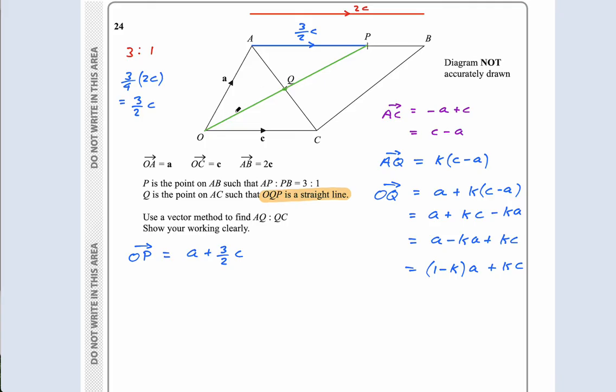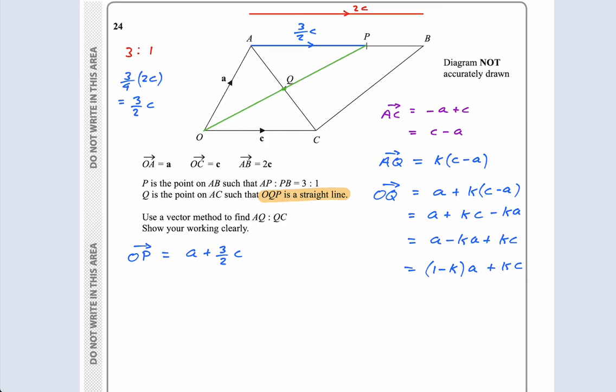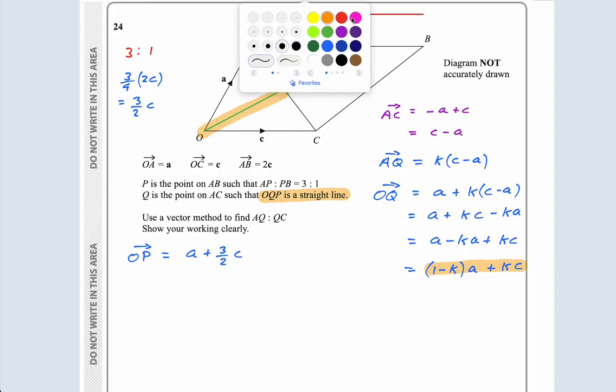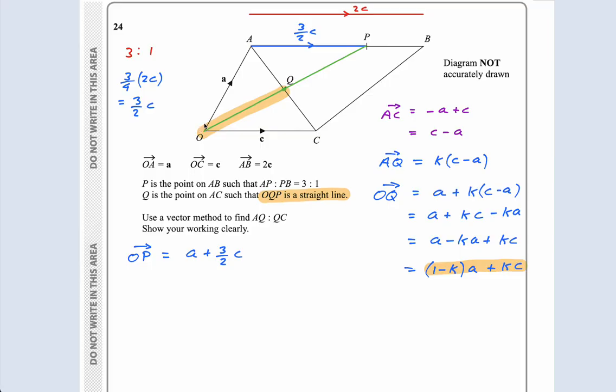If they're going in the same direction and they both pass through the same point, they're on a straight line. Now in this question, they're telling us it is a straight line. So we're going to go backwards. We're going to use the fact that it's a straight line to find k, and we're going to use the fact that they are multiples of each other. So let me try and draw this, guys. This is OQ. This is a multiple of this. Because, again, they're on a straight line, they're a multiple.